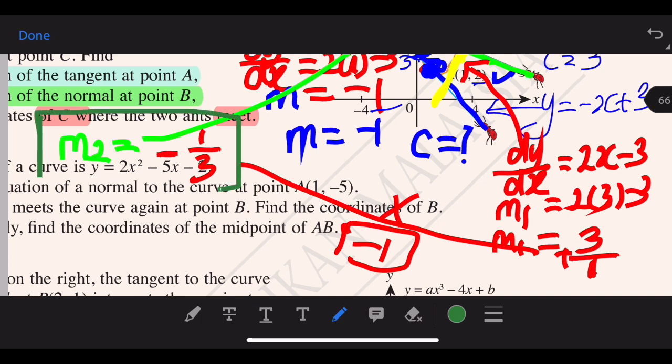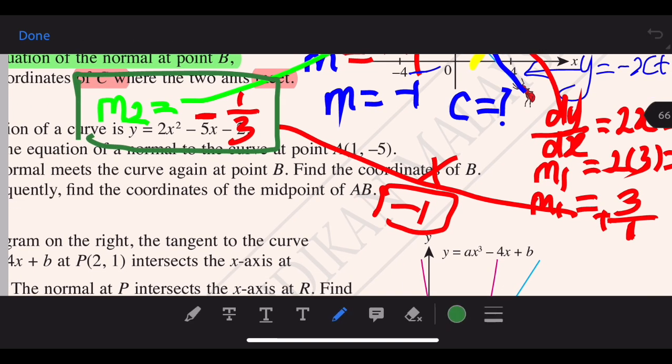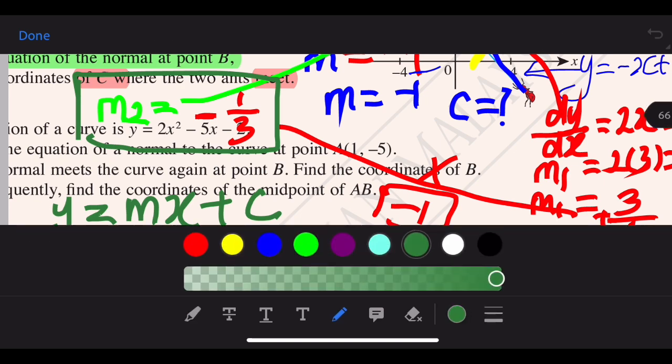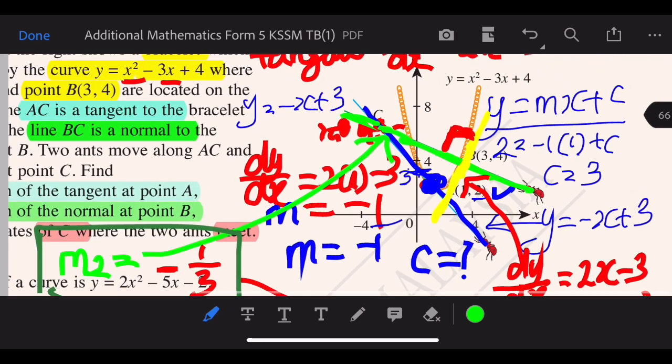Okay, once you got the gradient, you want to form the equation. You always write this one. Then you go to the line and find the point. Is there a point that lies on the normal? So let's see. Where is the point?